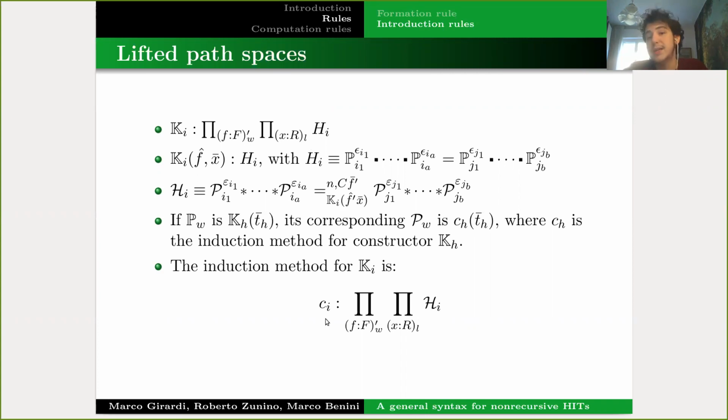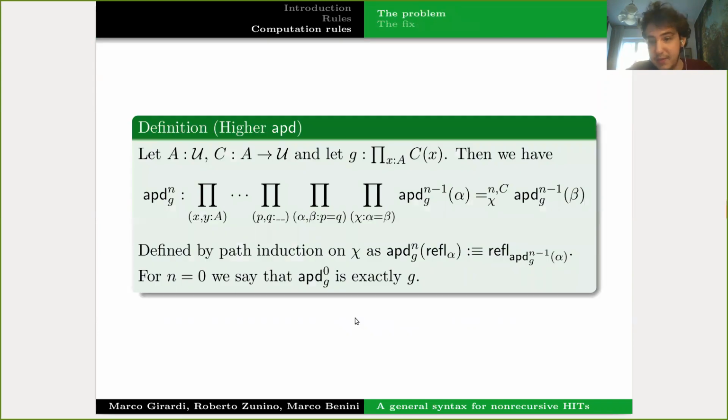Again, the elimination rule is stated as a constant introduction rule when we introduce an inductor which has the proper type, which is basically a long sequence of pi's with all the induction methods, and finally yields the desired dependent function out of the type T we are defining. Now, if we want to talk about the computation rules, we first have to define what the dependent application of a dependent function to a higher path is.